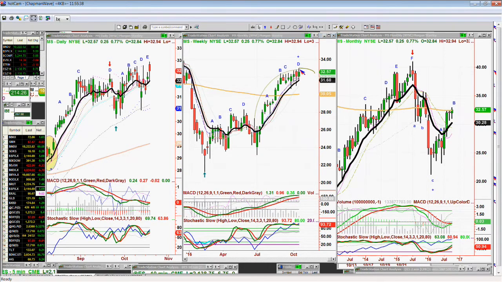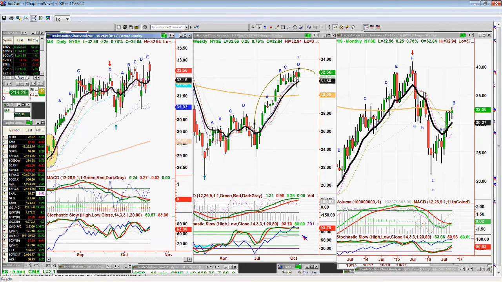What do I do? It's real easy. Just raise your stop on a part of your position. It's acting really well. The MACD and stochastic on the daily are very good. Monthly is acting price-wise beautifully. It's right at the 200-period moving average. All I would do is raise my stop on a portion.